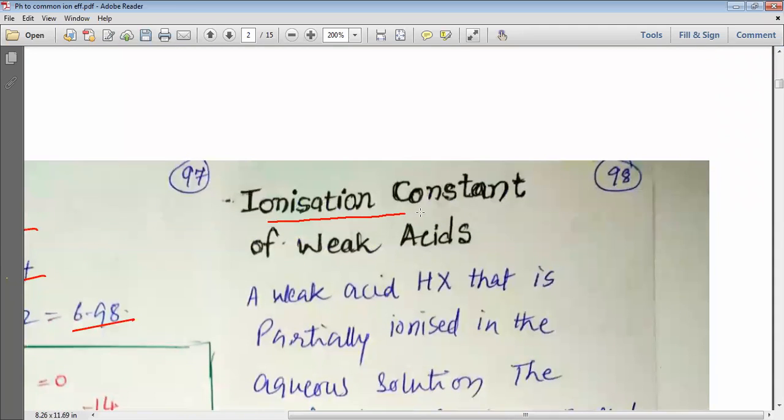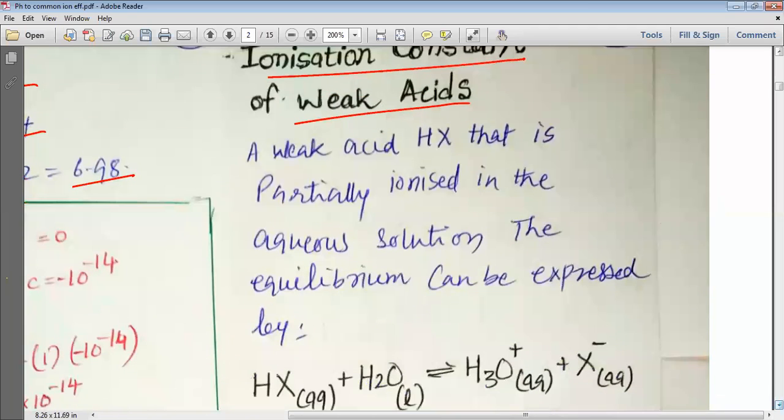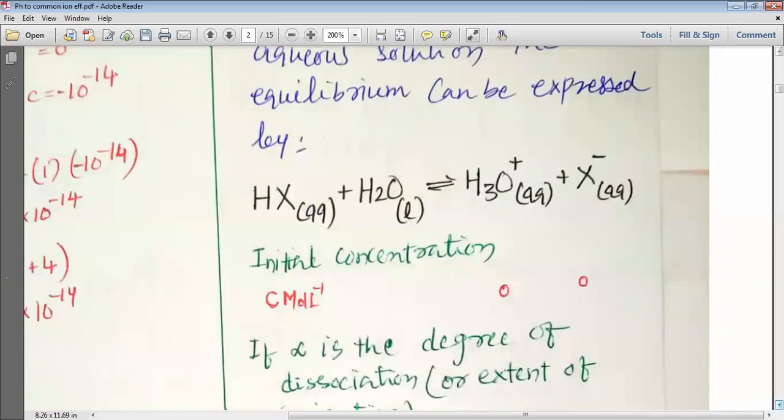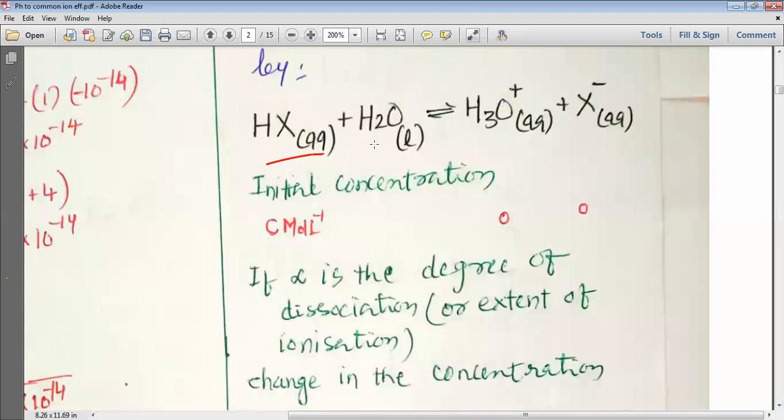Let us study about the ionization constant of a weak acid. So here we learned how we can calculate the pH of a particular solution. Now we want to study about the ionization constant of the weak acid. Let's move forward and study. A weak acid HX that is partially ionized in the aqueous solution, the equilibrium can be expressed this way. So we have a weak acid HX. It was added to H2O, so we get H3O⁺ and X⁻.